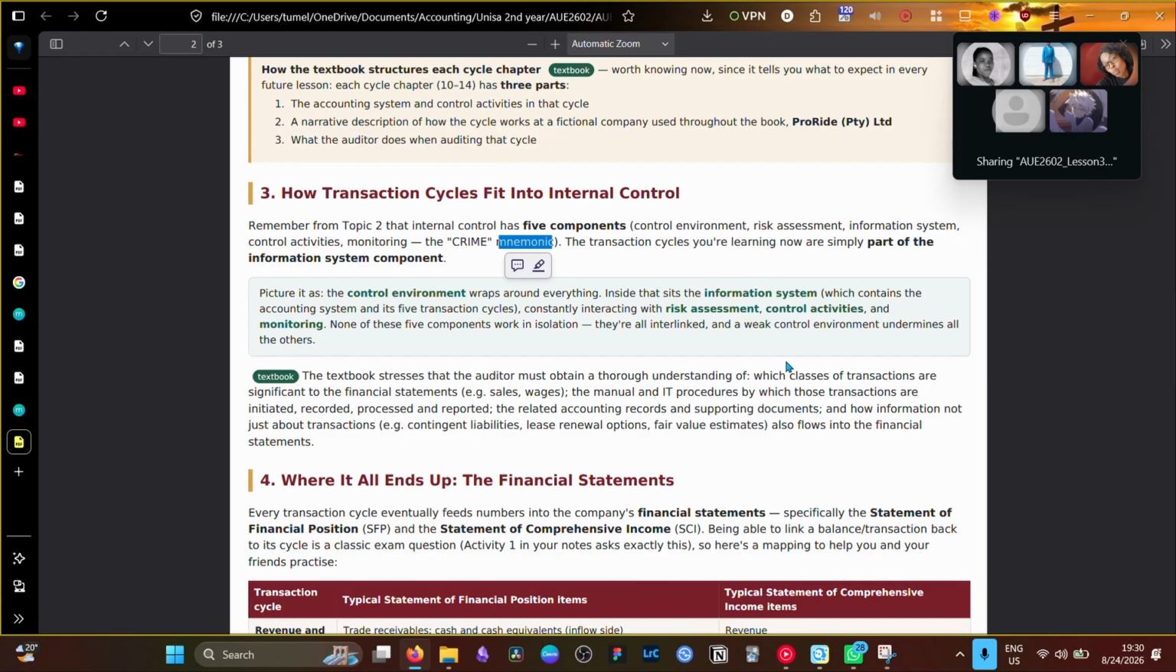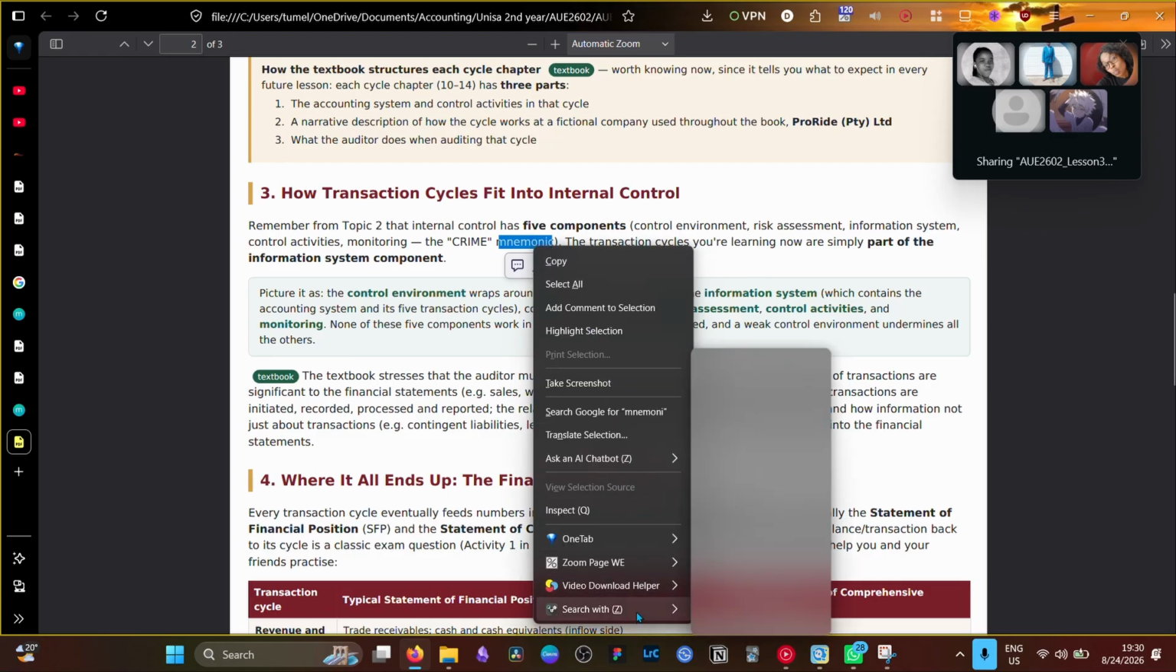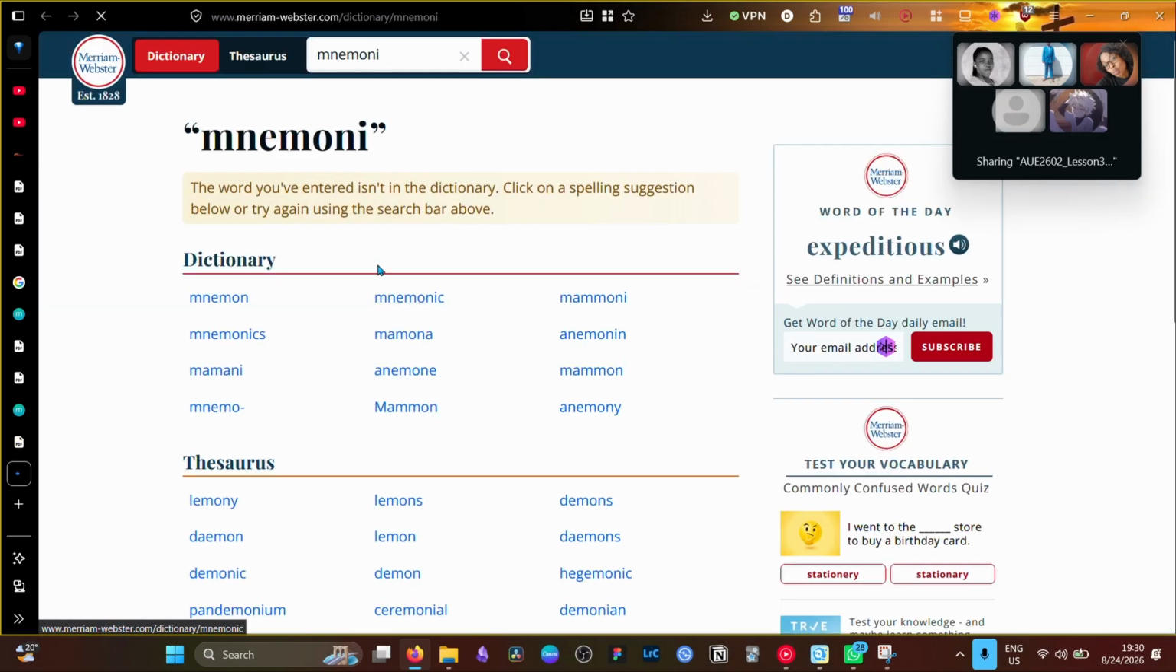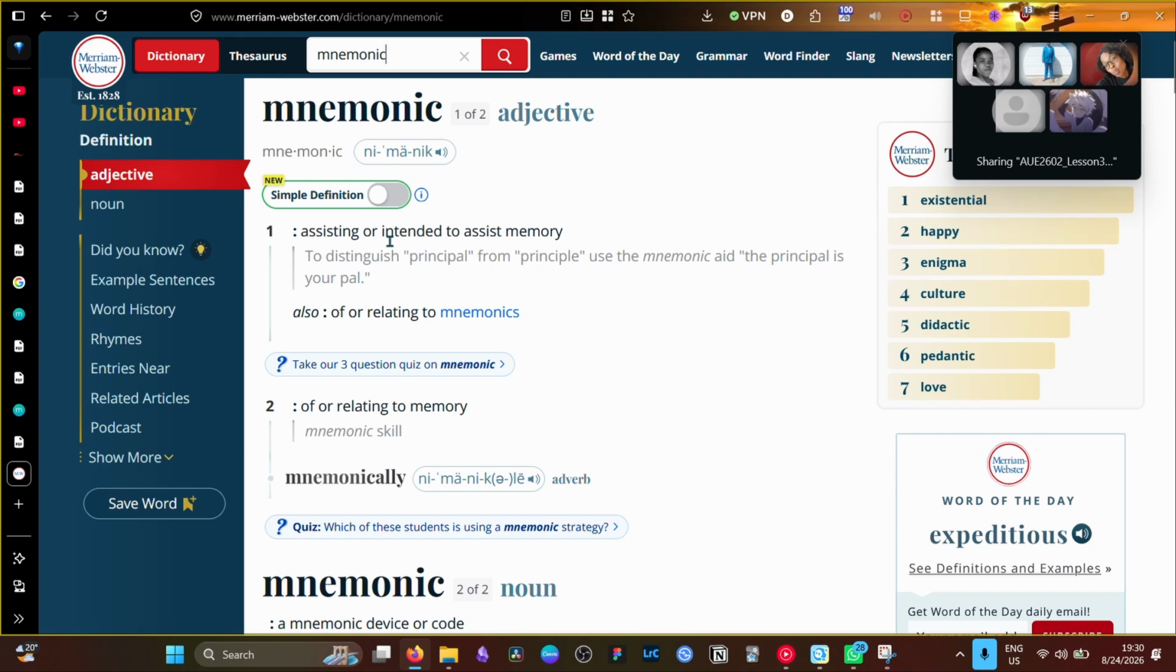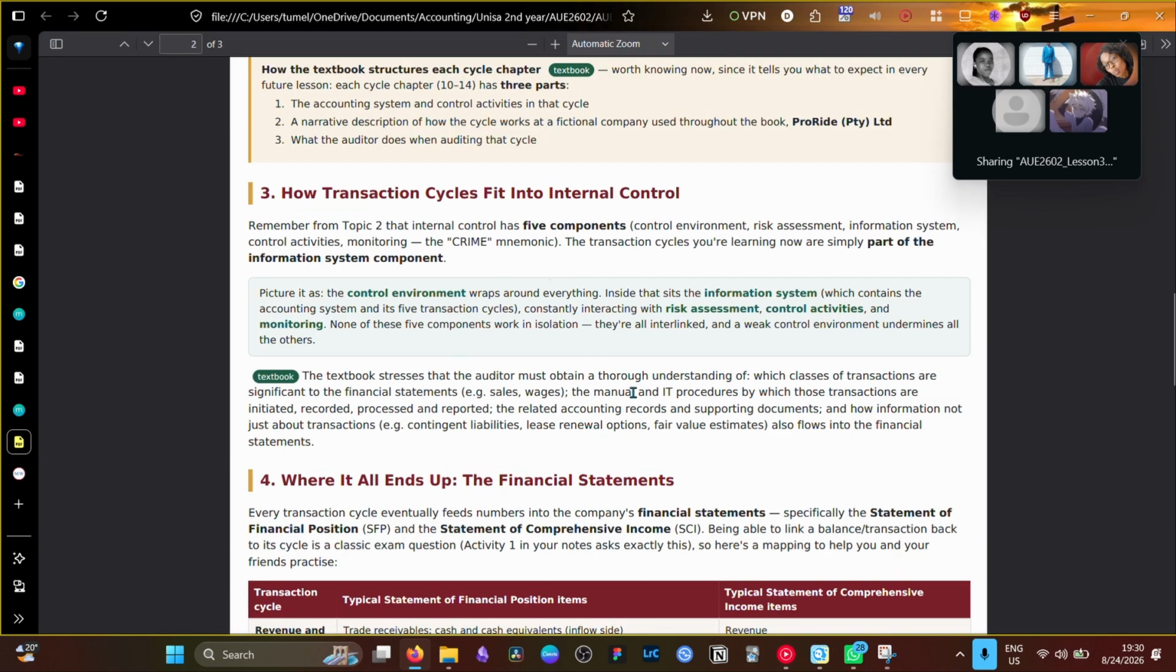Hold on. What is this? Is it a C here? Mnemonic: this is assisting or intended to assist memory or relating to memory. Ah, so that's more like a way to remember it, more than an abbreviation. Meaning E doesn't need to stand for something, it's more about remembering.